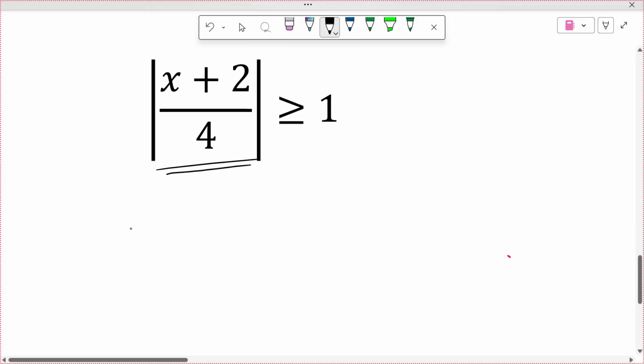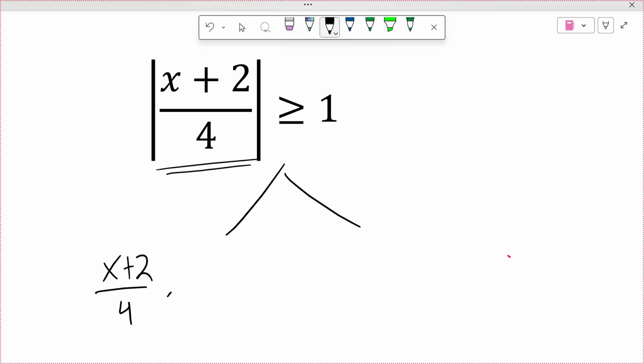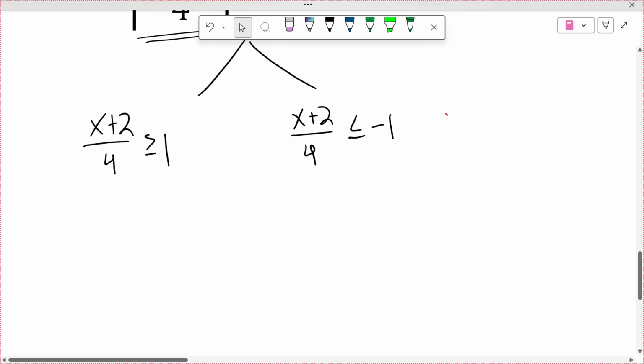So again, split it into two problems. The first problem is the same. The second problem, there's two things to do. Thing number one is I need to flip the inequality. Thing number two, again, is I need to make that number negative.